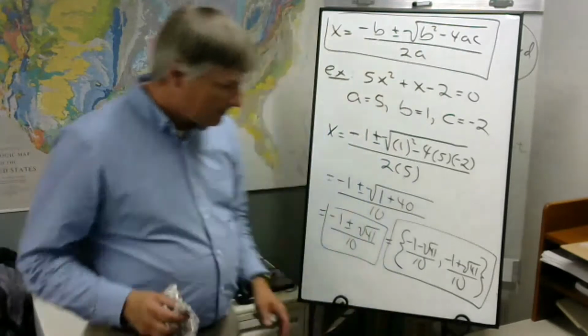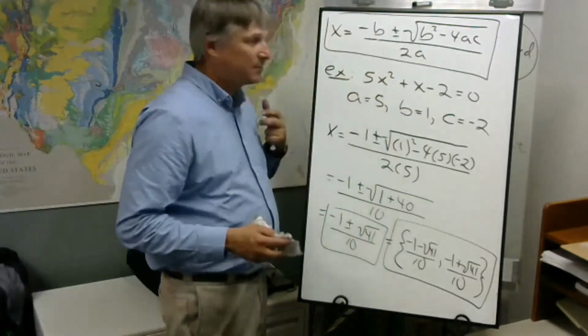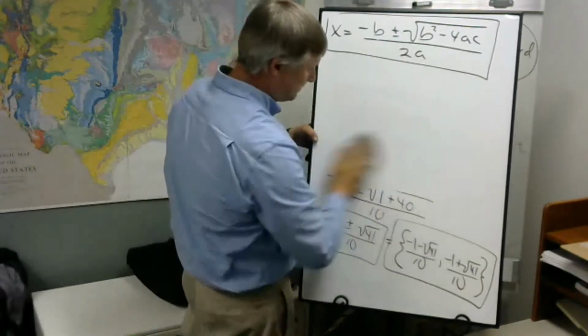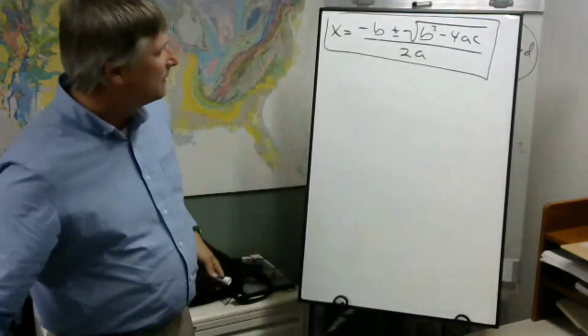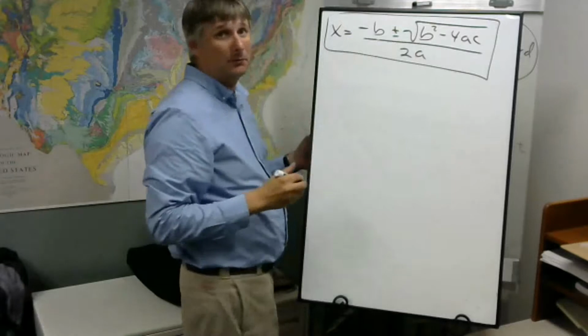So something to mention with this. It has to do with something called the discriminant. And this discriminant, it's the square root, or what's inside the square root.